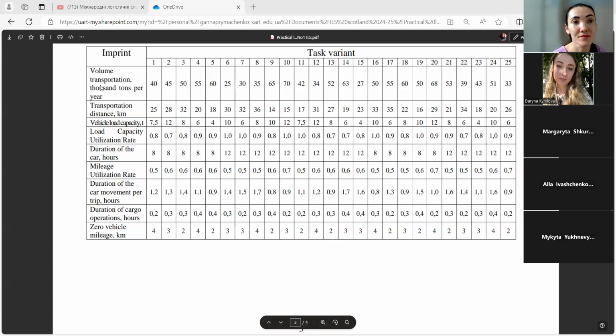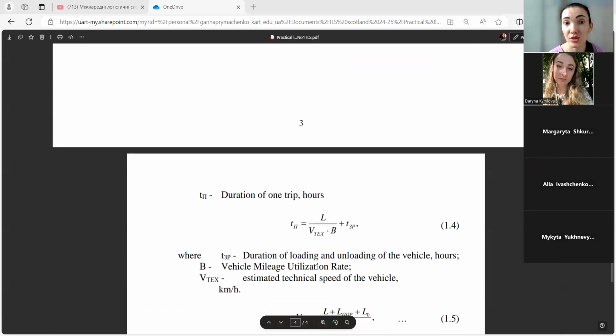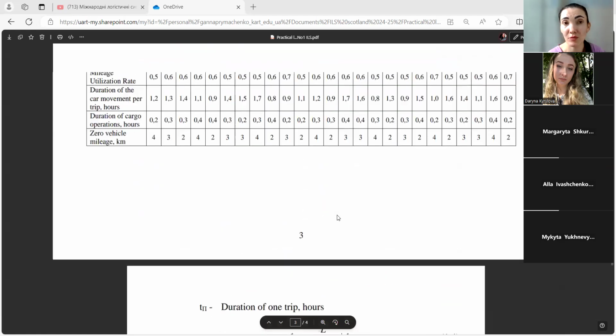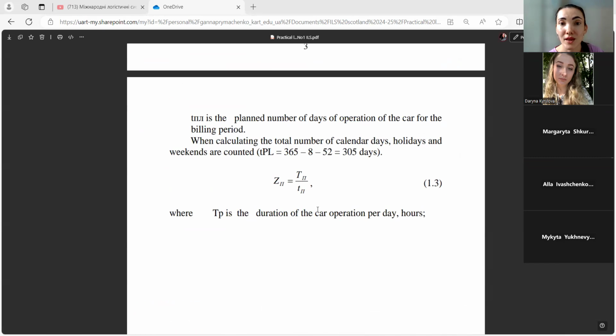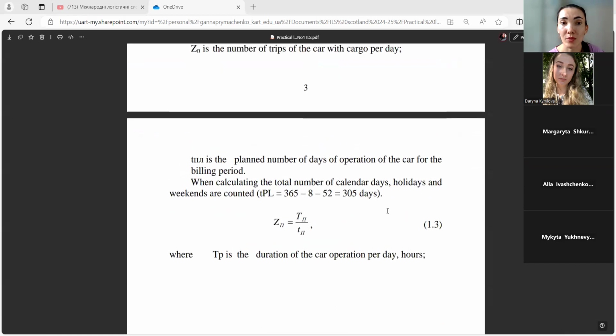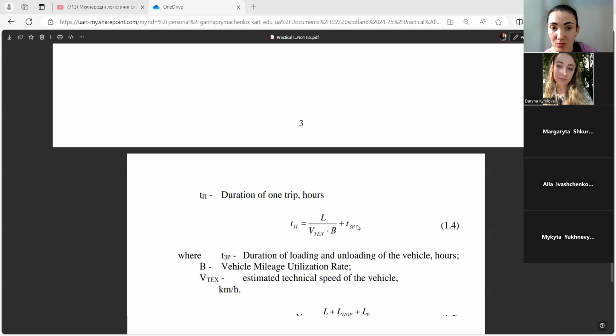Yes, this is also my opinion. We use this time. Yes, the duration of the trip, for example. Yes, we have it sometimes. And here, operation per day hours, duration of the car per day. One moment.